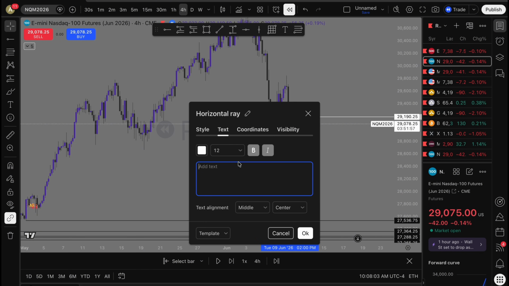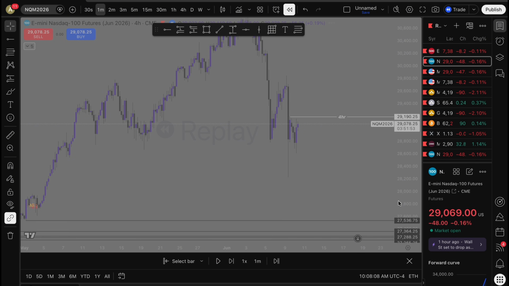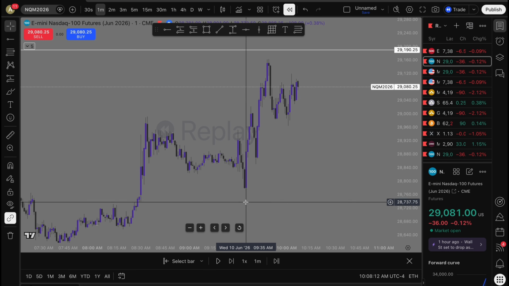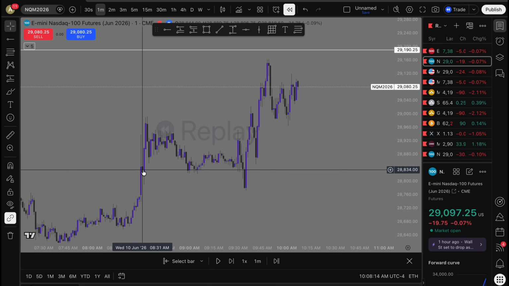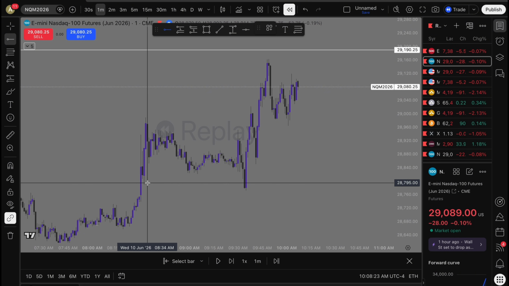Today also we had news data. We had CPI at 8:30. 8:30 here, this was swept. There was a data low. There's a data low intact here.